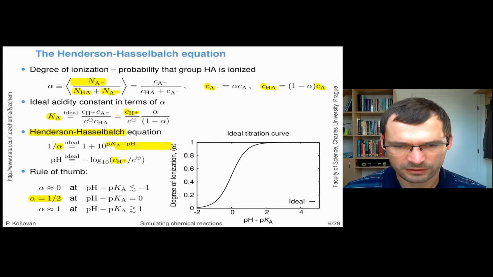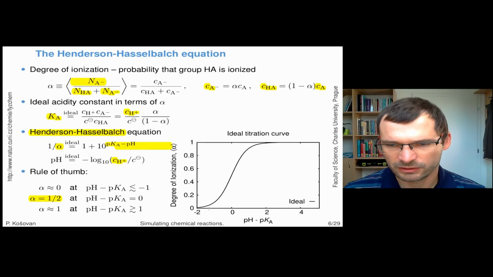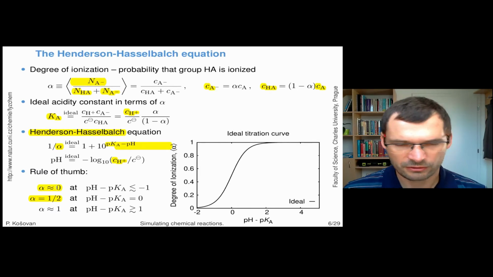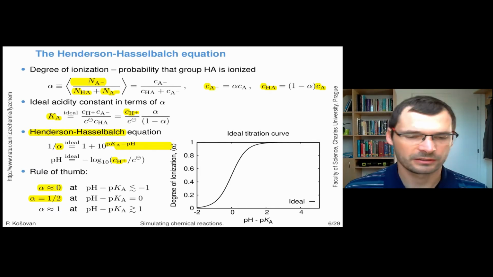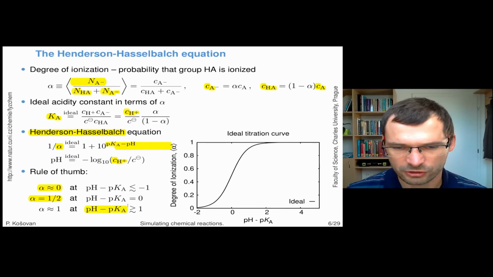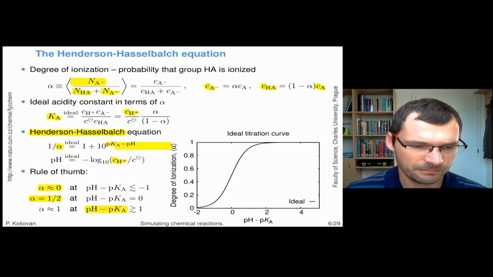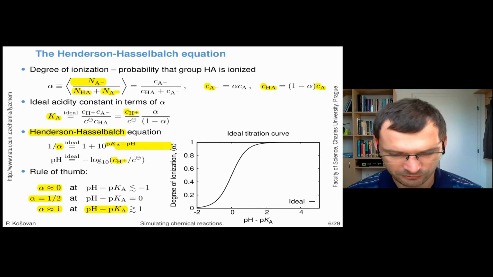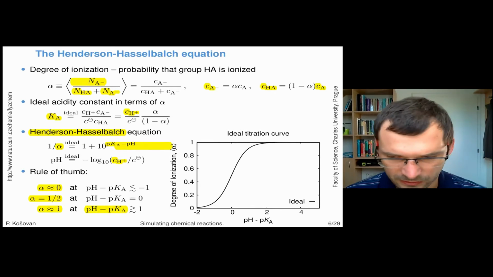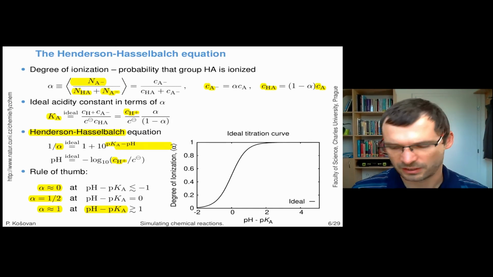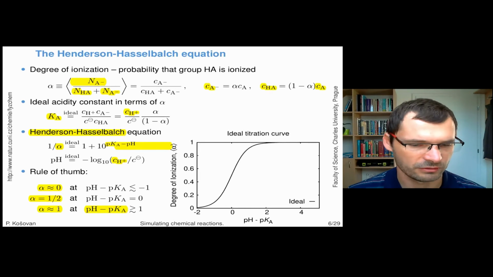If pH minus pK is much smaller than 0, that means we are on the left side of this figure. Alpha is close to 0 and the acid is practically not ionized, whereas if pH minus pK is much greater than 1, or pH is much greater than pK, then alpha is approximately 1, the acid is fully ionized and it effectively behaves as a strong acid because at this high pH its ionization degree does not depend on pH anymore.